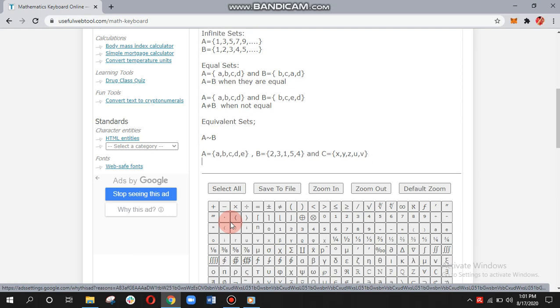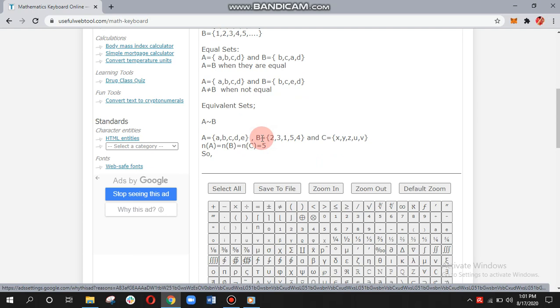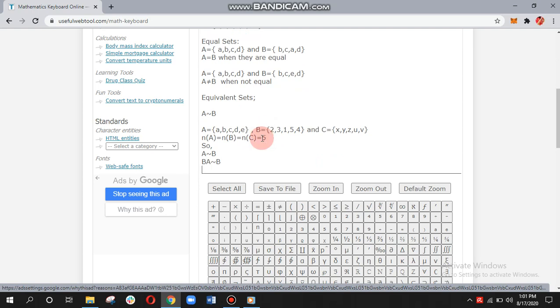We can say that n of A, the number of elements in set A, is also equal to the number of elements in set B and C, that is 5. So we can say A is equivalent to B, B is equivalent to C, and C is equivalent to A.